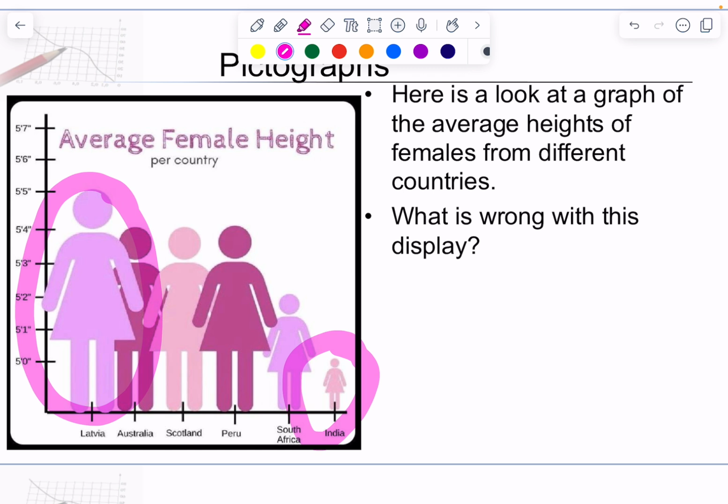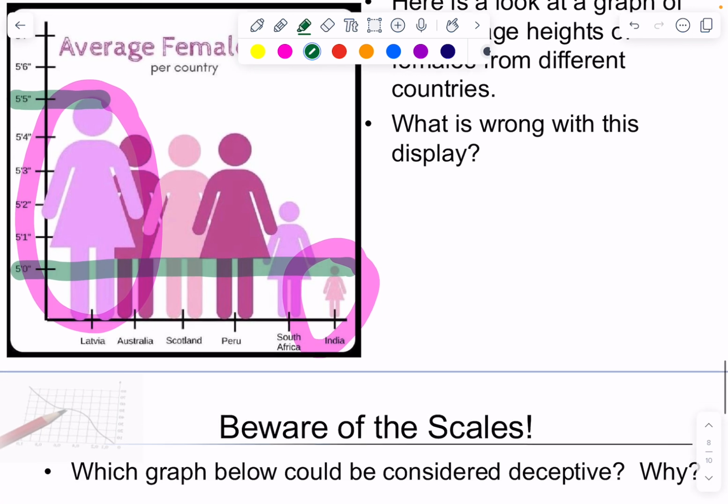If we look at that though and analyze where the scale is, we notice that the Indian women had a height of about 5 feet, and Latvian women had a height of about 5'5". So it's only a 5-inch difference, but it makes it look like they're drastically different in terms of heights because of the way the pictograph is set up. So this would be an example of a misleading graph. It makes us draw incorrect conclusions based on what we see in the picture as opposed to what the numbers actually tell us. So we have to be really careful with how we display our data so that it accurately reflects what we're looking for.